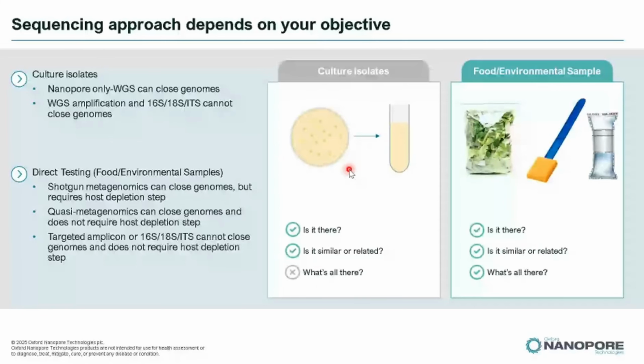Basically, we can separate the workflow or approach into two. The first one is whether we actually culture the bacteria from the sample. The second one is we do not do any culturing, but we do some direct testing, which will help to reduce the time for detection. Under direct testing, we have quasi-metagenomics, and then we have the targeted approach like amplicons using markers like 16S for bacteria, ITS for fungus, and 18S.